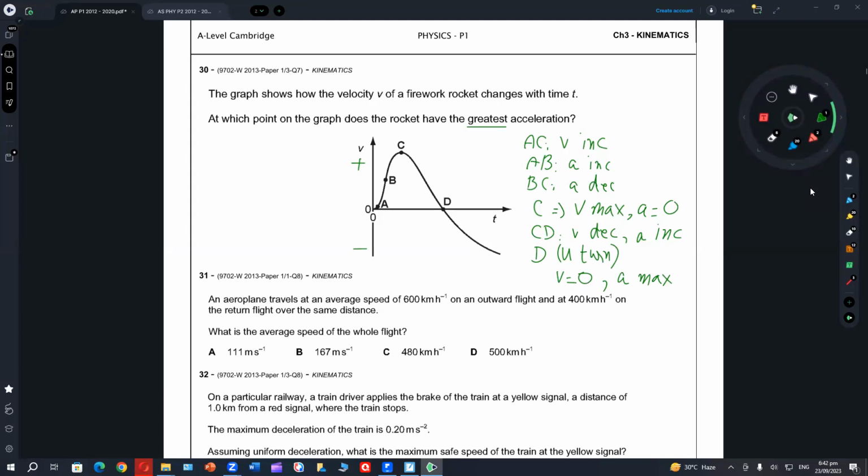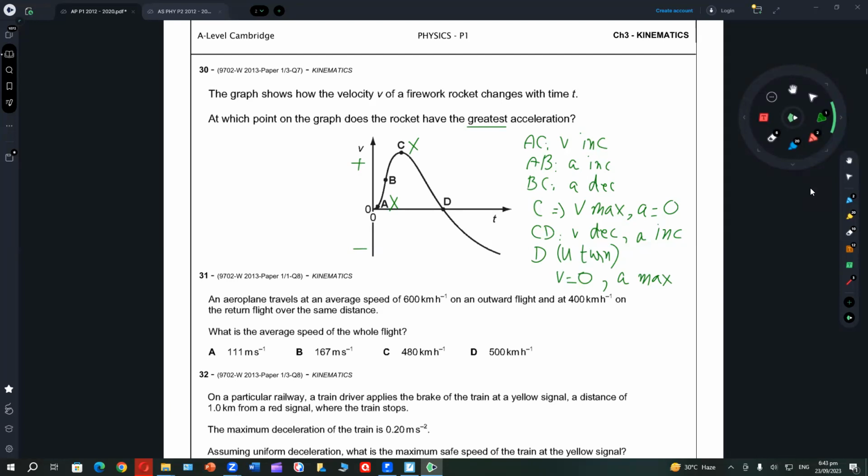So I have explained the whole graph with you, and now you can pick up the answer. It's gonna be B, sir. B is the right answer, but why? It's because the gradient is the greatest at B. Because gradient, the slope.